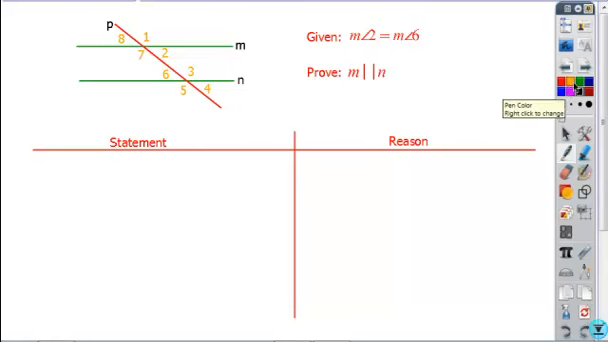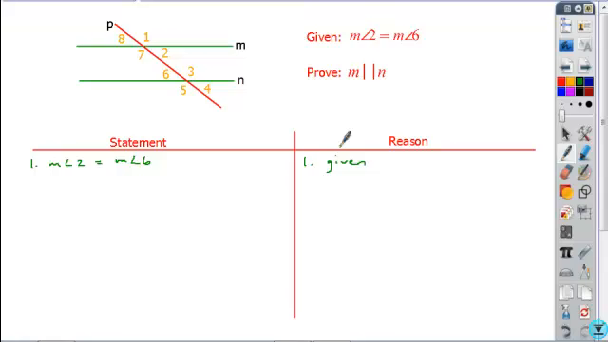Let's take a look at the next potential relationship. What kind of angles are angles 2 and 6? 2 and 6 are opposite sides of the transversal, both in the interior of the lines being intersected, so those are alternate interior angles.